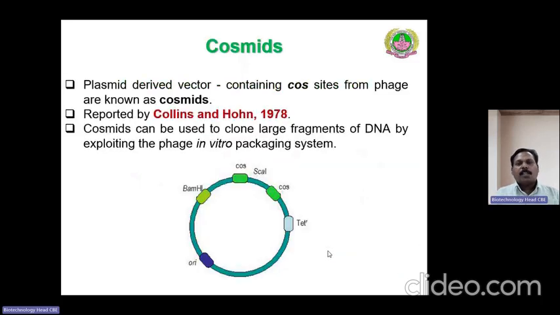The next vector system is cosmids. So these cosmids, as the name implies, are a derivative of plasmids. Cosmids are basically plasmids which possess the cos site from the phage DNA. So plasmids which possess the cos site are called cosmids, and they were reported by Collins and Hohn in 1978, and they are used to clone larger DNA fragments by exploiting the same phage in vitro packaging system. So we make use of the plasmid, and in addition, we are making use of the cos site that has been transferred from the viral system for efficient in vitro packaging.